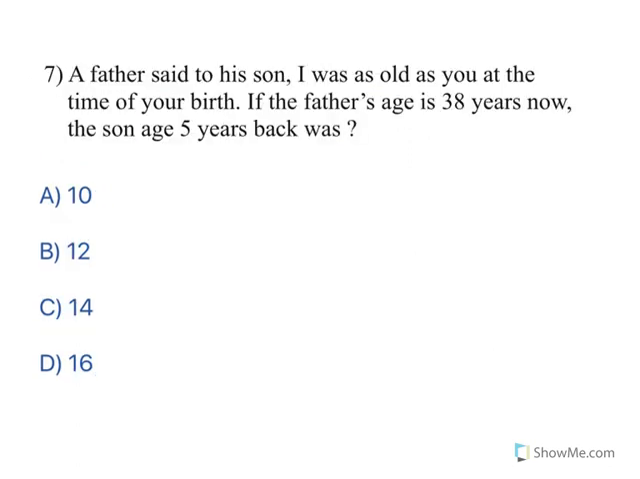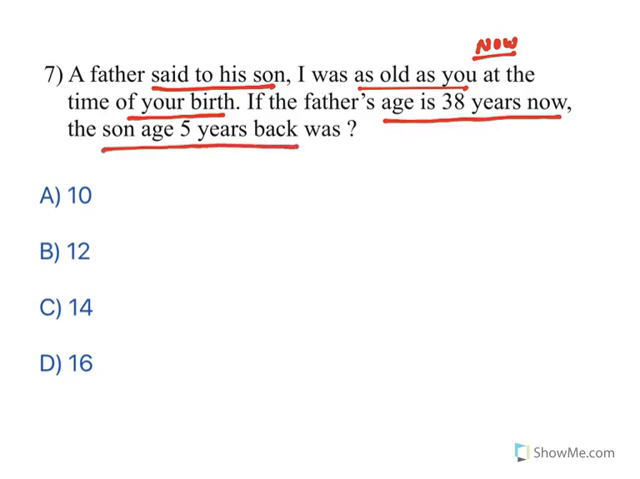Now this is an interesting one. See, a father said to his son, I was as old as you are now at the time of your birth. This part is missing, but we need to understand: at the time of your birth. Now, if the father's age is 38 years now, what was the son's age 5 years back? Now understand that this is a kind of word problem.